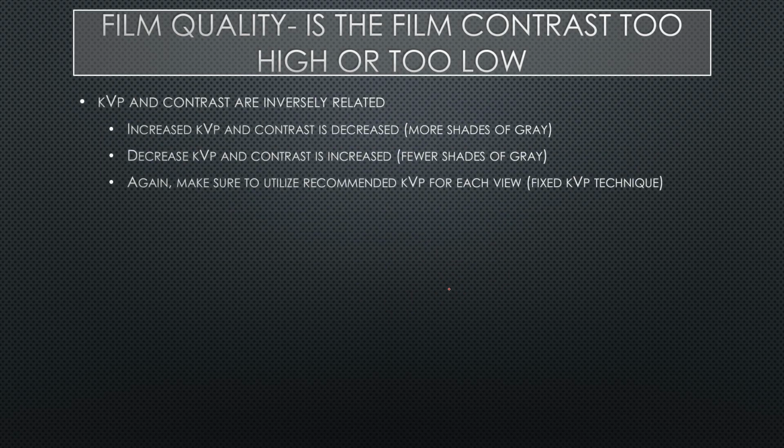So KVP and the contrast are inversely related. If you have a high KVP, you have low contrast, therefore you'll have more shades of gray. And if you have a low KVP, you'll have high contrast, therefore fewer shades of gray, so that will look more black and white. And again, we already have the KVP set up for you guys, just to ensure proper contrast if you were to take this film in real time.